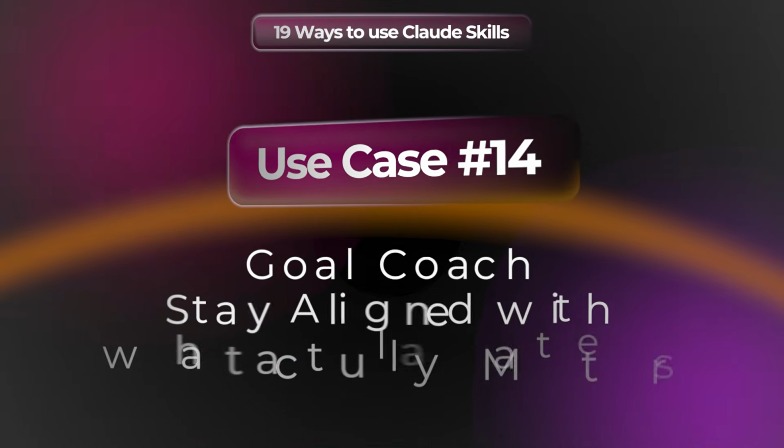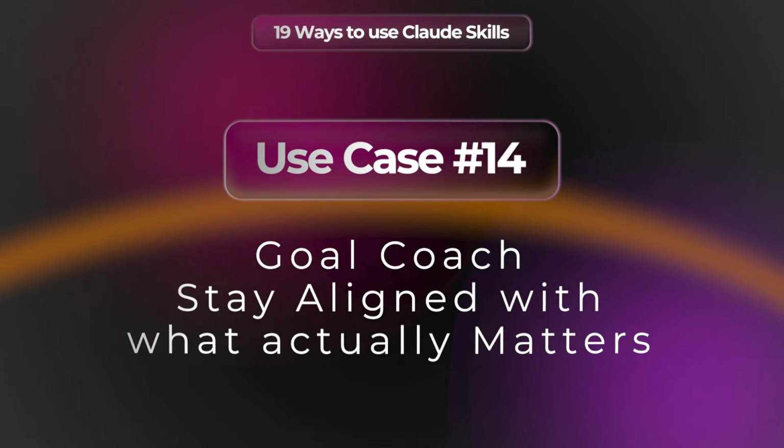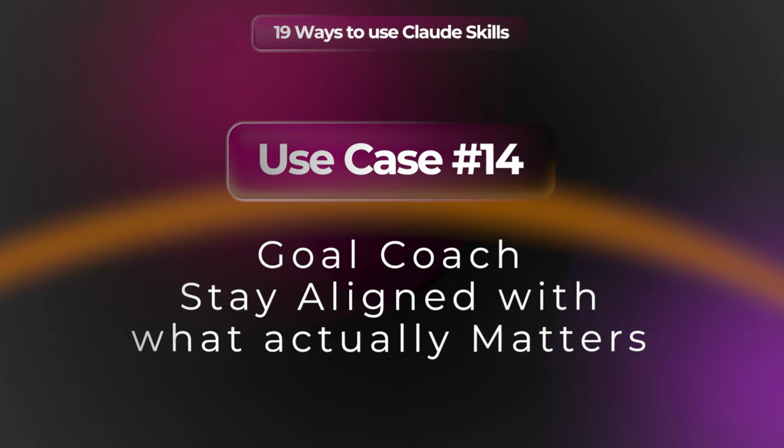All right, going to the next use case, number 14 is a goal coach. This can help you stay aligned with what actually matters. In this case, I've created a skill that is trying to keep me aligned with my goals. So this skill specifically will ask you, what is our business? What are your current goals? And it can help you decide if what you're currently working on is actually aligned with this.